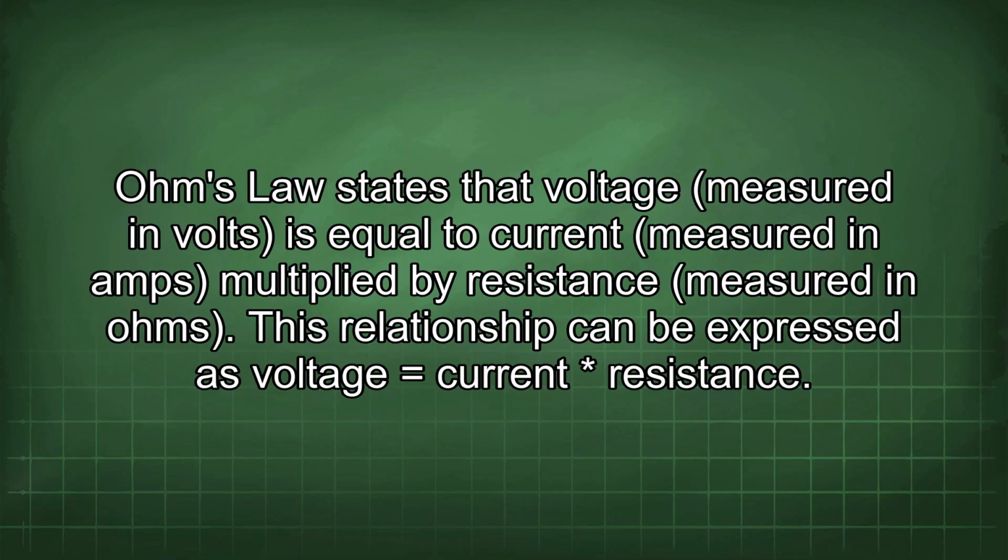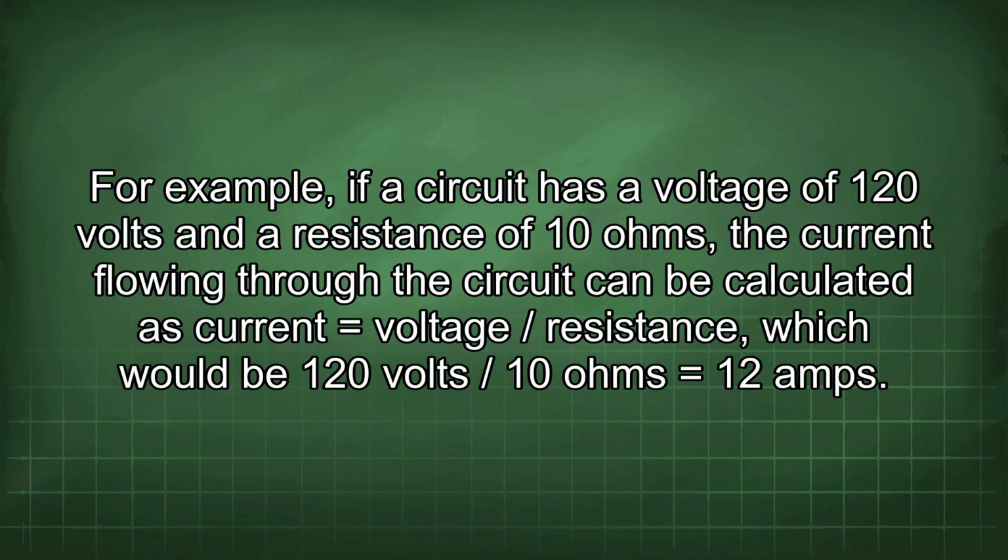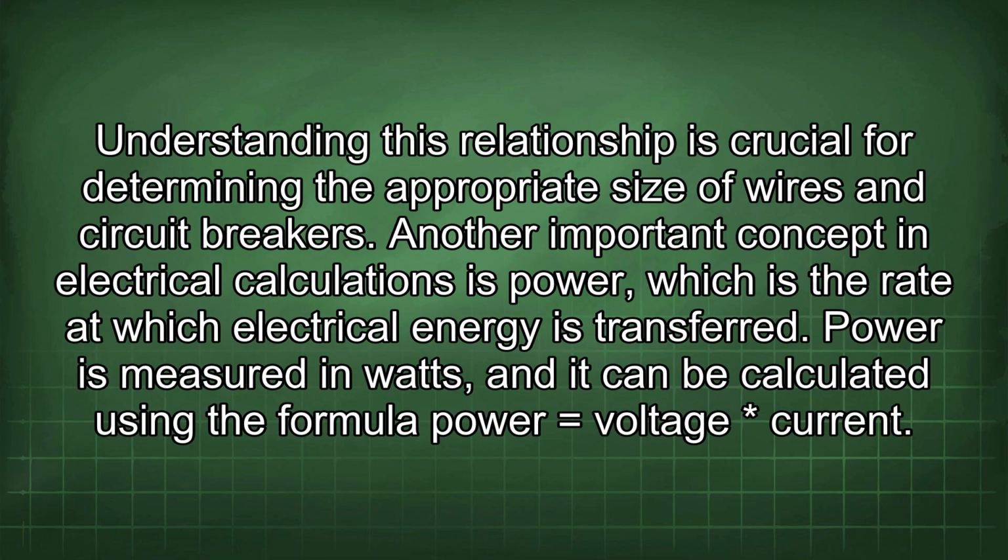This relationship can be expressed as voltage equals current * resistance. For example, if a circuit has a voltage of 120 volts and a resistance of 10 ohms, the current flowing through the circuit can be calculated as current equals voltage / resistance, which would be 120 volts / 10 ohms equals 12 amps. Understanding this relationship is crucial for determining the appropriate size of wires and circuit breakers.